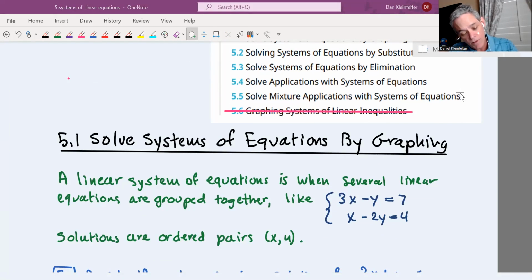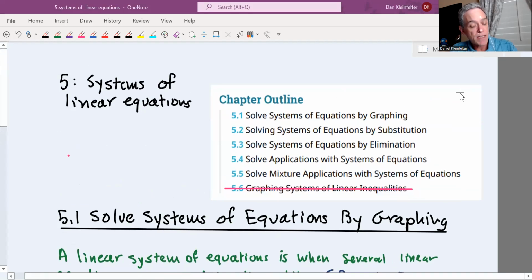A linear system of equations is when several linear equations are grouped together, like you see here, 3x minus y equals 7, and x minus 2y equals 4. A solution of a system of linear equations is an ordered pair. It's not just a single number. So you'll have a pair corresponding to a value for x and y in this case. When you write down the pair, the x always goes on the left and the y goes on the right.